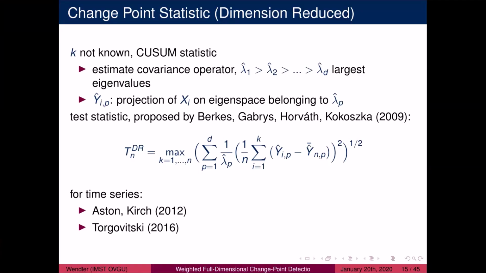And we choose the largest eigenvalues. We project on the eigenspace belonging to the largest eigenvalues. So under independence, say we also have when the projections on the different dimensions are uncorrelated. So let's look at this test statistic, DR for dimension reduced.